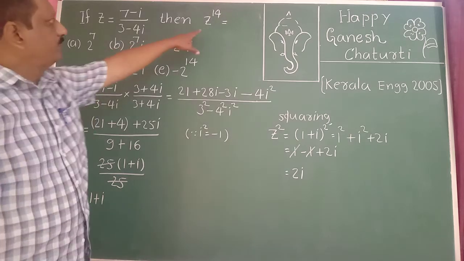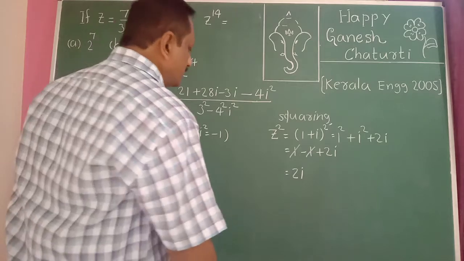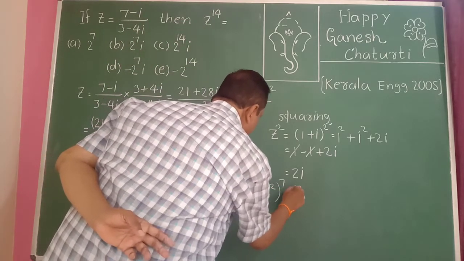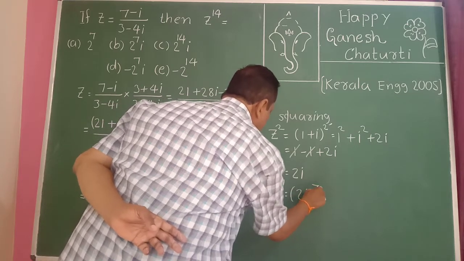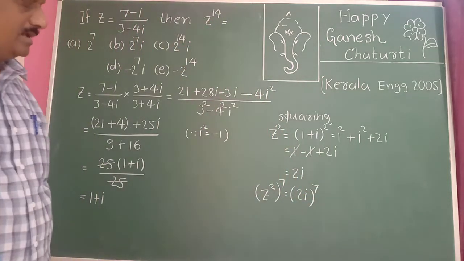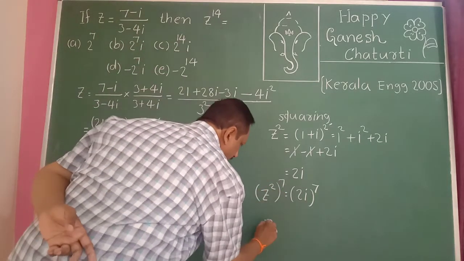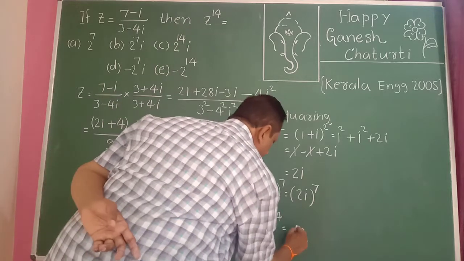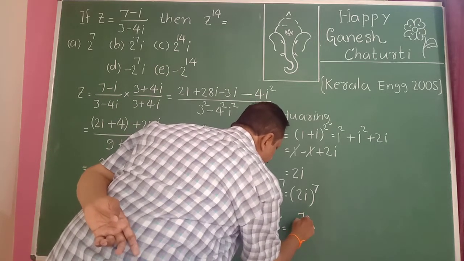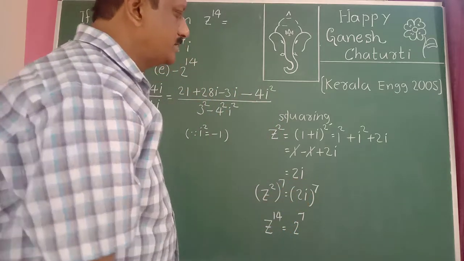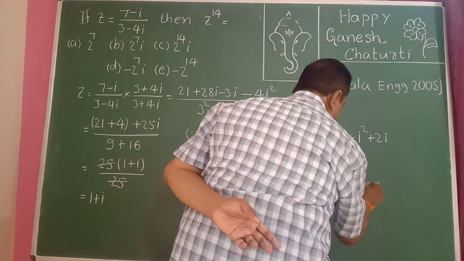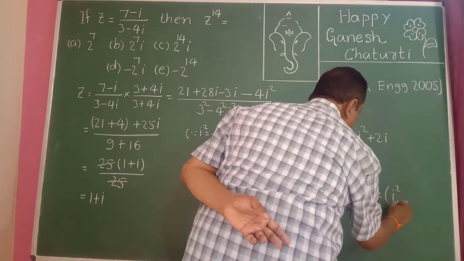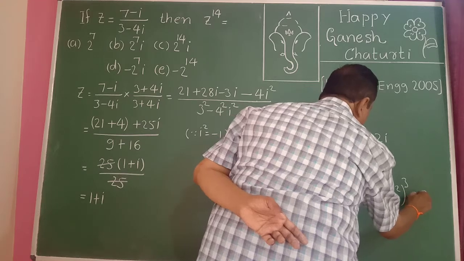Then we want z raised to 14, so raising to the power 7. So z square raised to 7 is equal to 2i raised to 7, because we want z raised to 14. 7 2s are 14. Z raised to 14 is equal to 2 raised to 7, keep as is, times i raised to 7. So i raised to 7 can be written as i square raised to 3 into i.